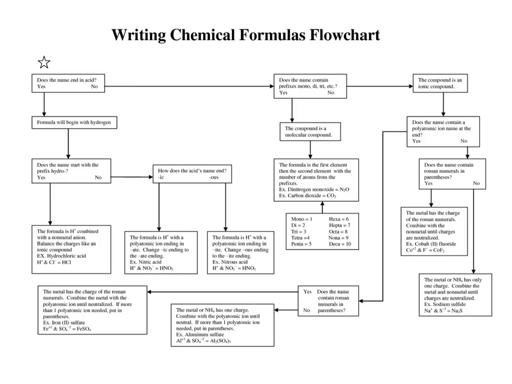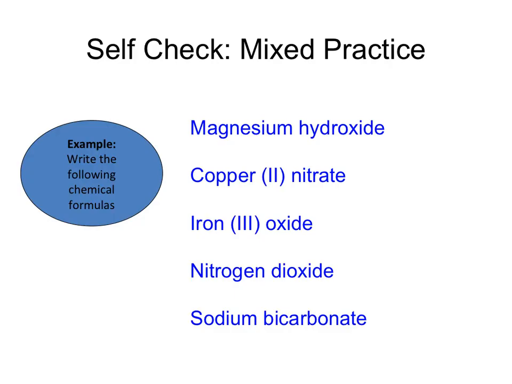So this is a chemical formula flow chart. Please use it if you are having difficulties at this time writing chemical formulas. It's a good way to get everything straight and to follow the rules, and eventually you won't need it any longer. So this last self-check is mixed practice. It's going to include binary and ternary ionic compounds with type 1 and type 2 metals, as well as covalent compounds. The flowchart might be necessary at this point in time, but go ahead and try to get these chemical formulas written and check your answers on the next slide.